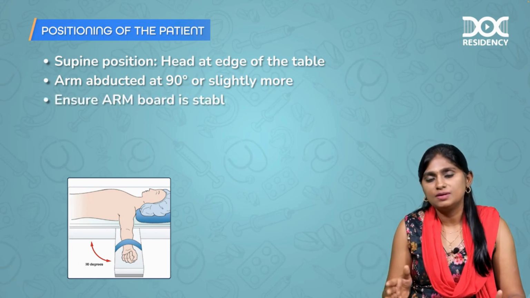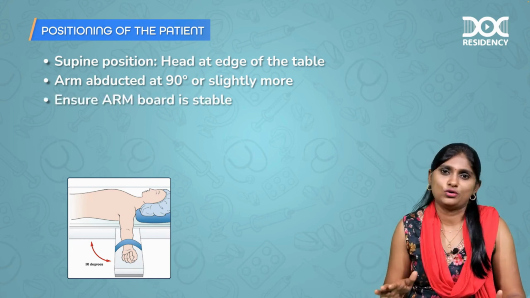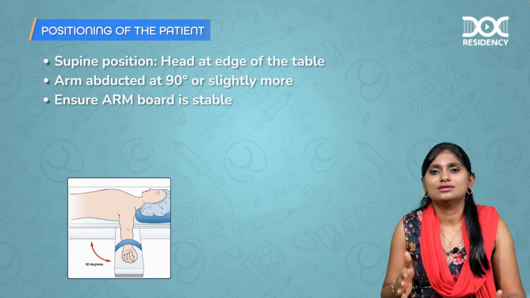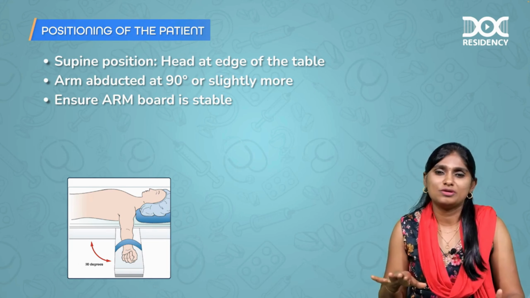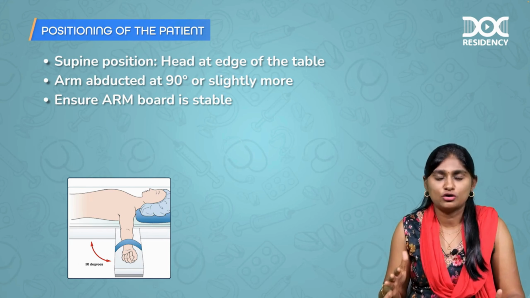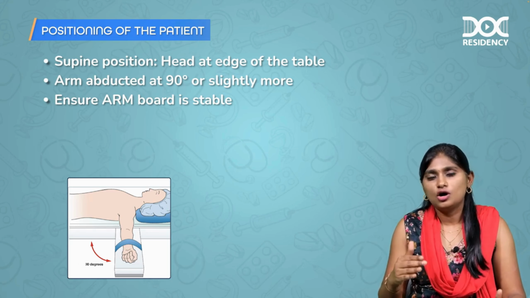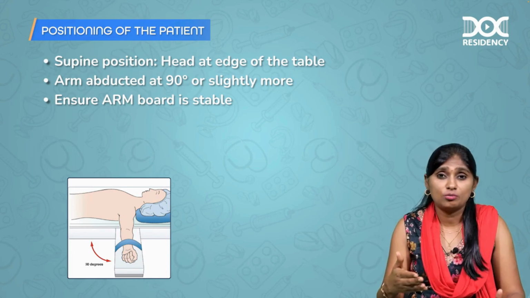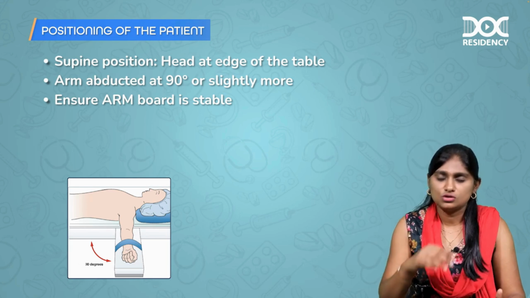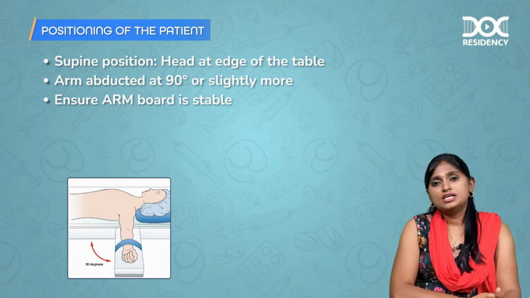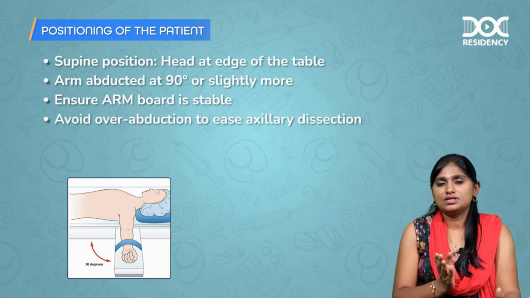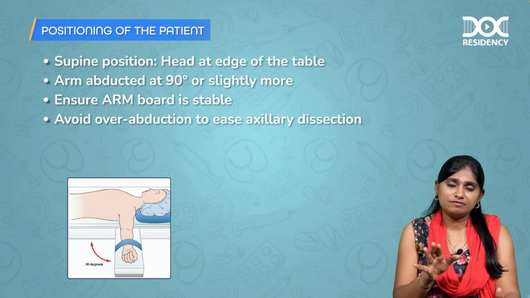And make sure that the arm board does not move at all. I'll be frequently asking my own PGs and junior assistants, after proper placement of the patient, whether the arm board is moving or not. That is very important. You might think why am I elaborating on this? But if the arm board is not tightened properly, the hand will get further abducted, and if the hand is abducted further, doing the axilla will become very, very difficult.